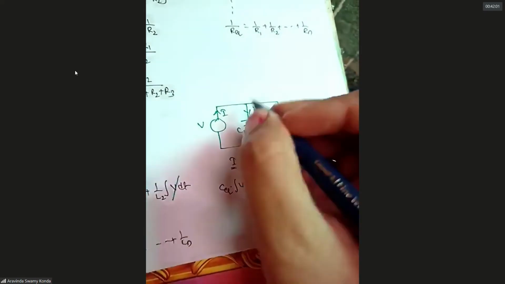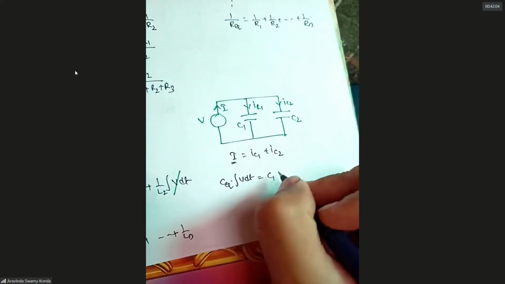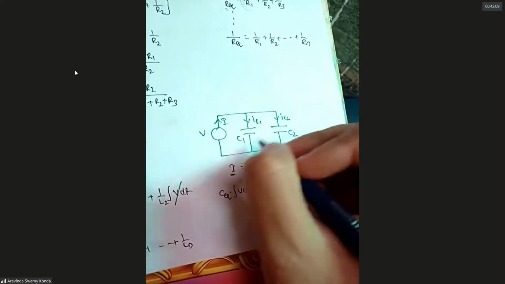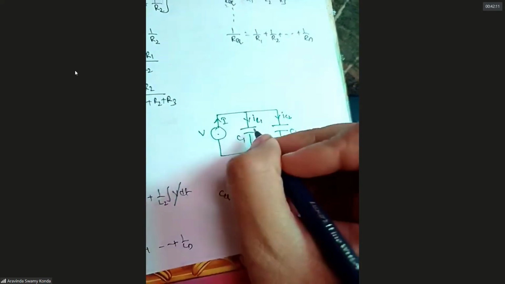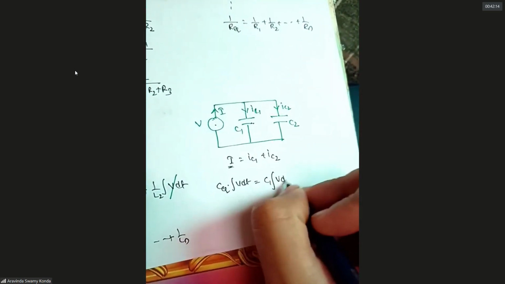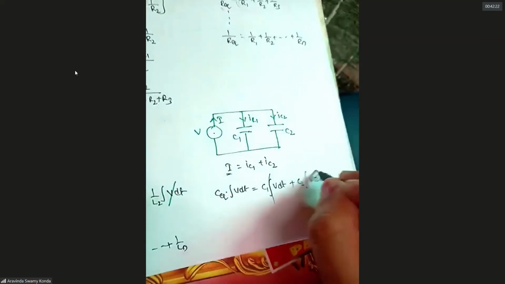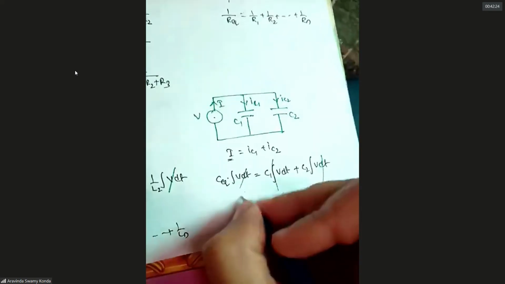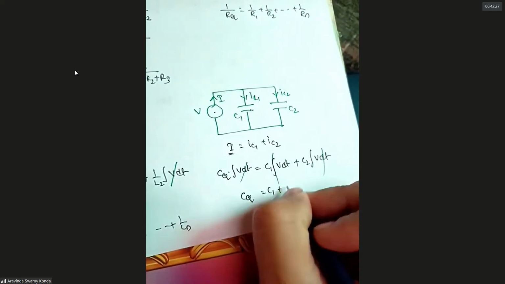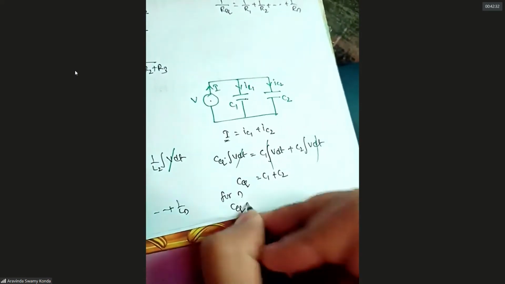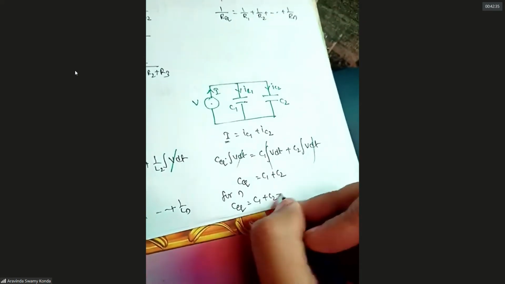Next IC1 is the capacitance C1 into integral of the voltage of that capacitor. Since all are in parallel, whatever voltage is here, the same voltage is there. So that is V dt plus IC2, so C2 integral of V dt. So C equivalent equal to C1 plus C2 for 2. For N, C equivalent equal to C1 plus C2 up to so on Cn.